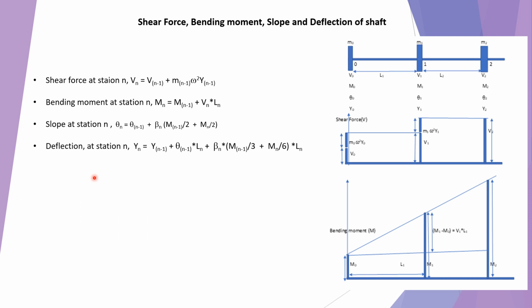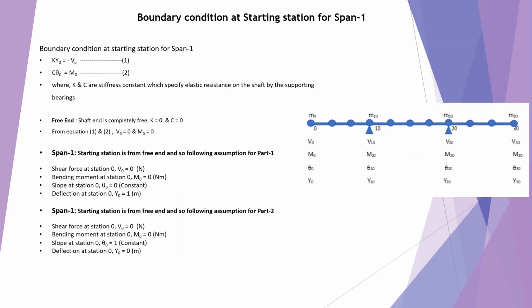And slope at station n, theta n, is equal to theta n minus 1 plus beta n into bracket Mn minus 1 upon 2 plus Mn upon 2 bracket close. Then lastly, deflection at station n, Yn, is equal to Yn minus 1 plus theta n minus 1 into Ln plus beta n into bracket Mn minus 1 upon 3 plus Mn upon 6 bracket close into Ln. These are the general expressions for shear force, bending moment, slope and deflection.